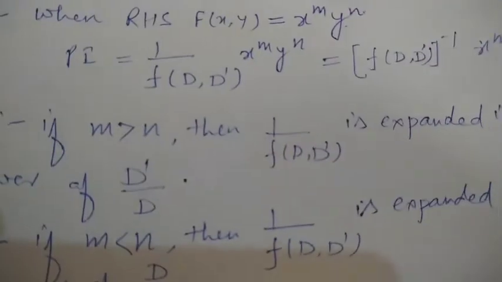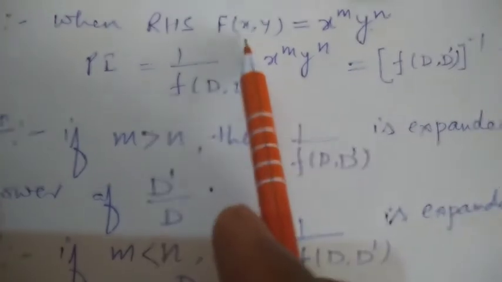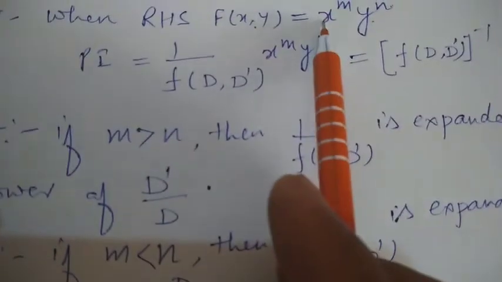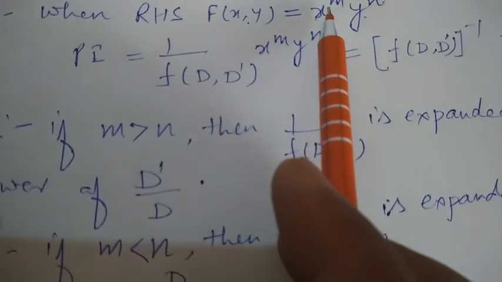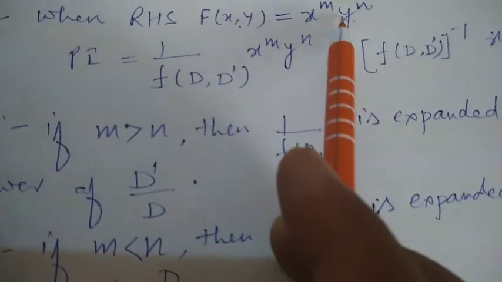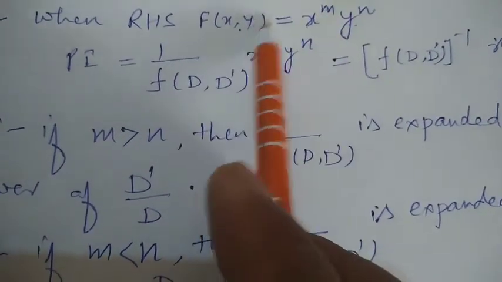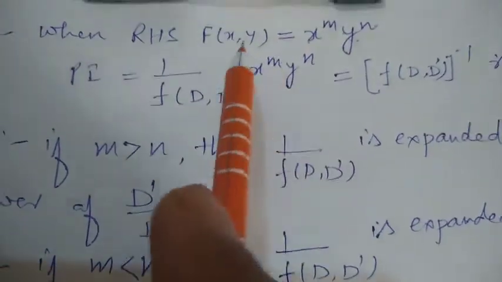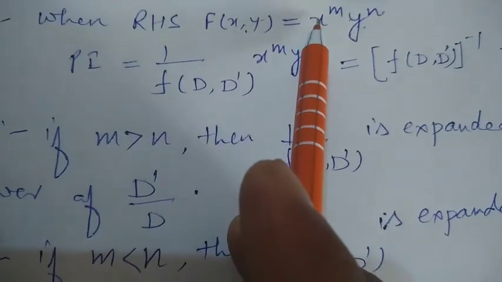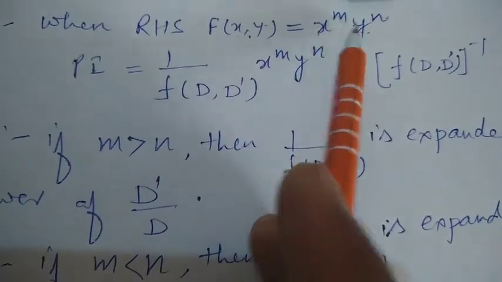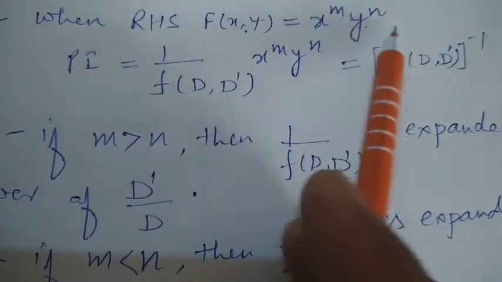Students, this is a very important case. Whenever the right hand side of the partial differential equation is of this form, before this video lecture you have seen case first, case second, case third. Case first is whenever the right hand side is an exponential function, a to the power x plus by. Case 2 is whenever f(x,y) is a trigonometrical function, that is sin(ax plus by) or cos(ax plus by). Case 3 is a function of ax plus by.